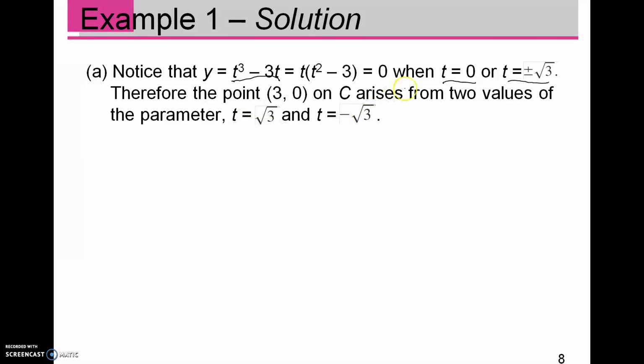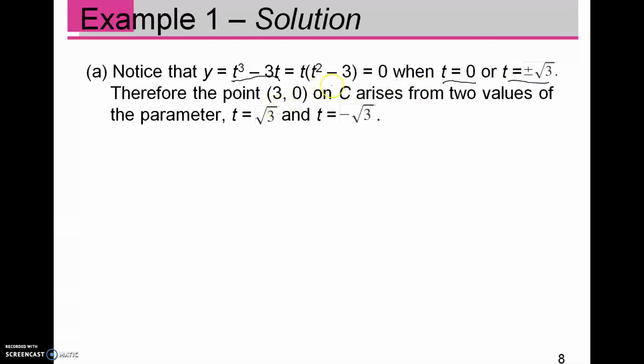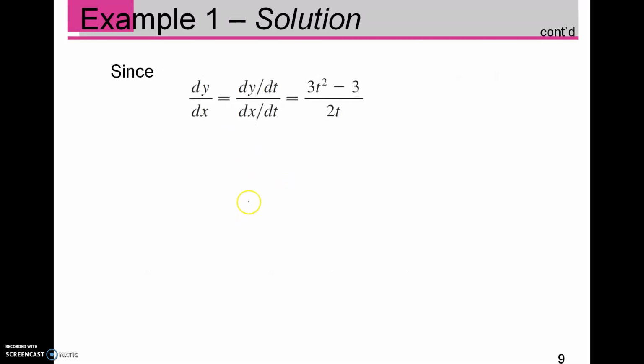Because when you plug in 0, your x is t squared. So when you plug in 0, you get (0, 0). But if you plug in square root of 3, you get 3, or negative square root of 3, you get 3 as well. So the only values are plus or minus square root of 3. So this indicates that the curve crosses itself at (3, 0).